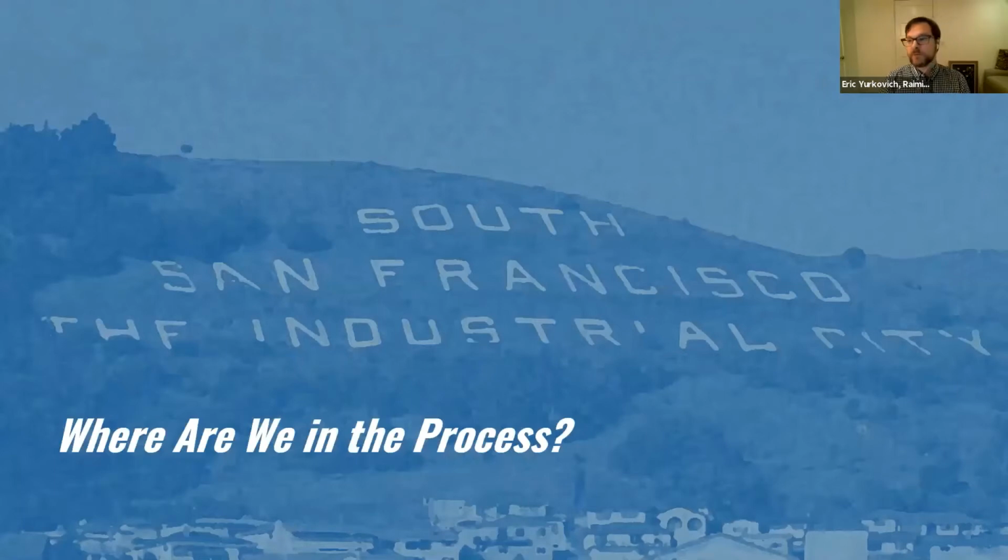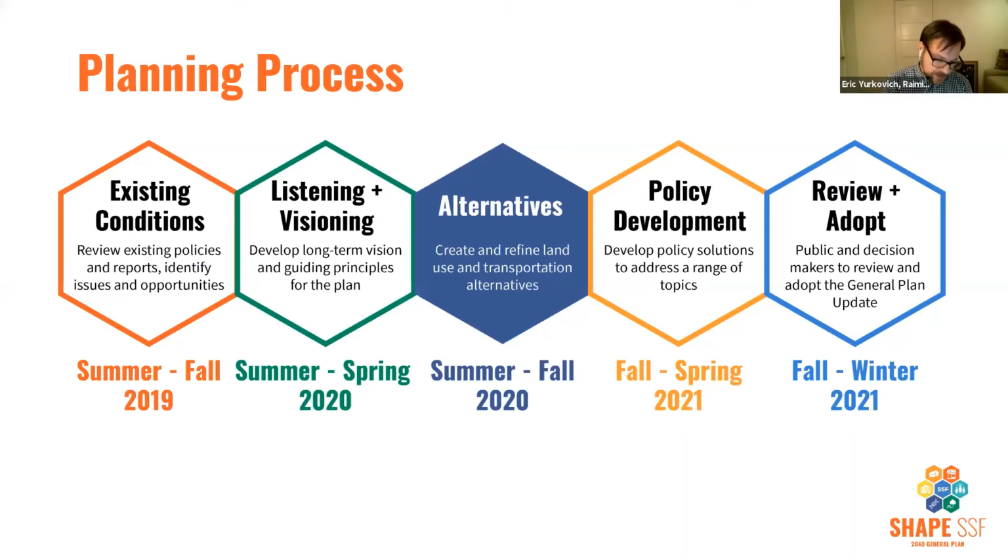So tonight we're going to begin with where we are in the general plan update process. This diagram illustrates the planning process from the beginning of the project all the way to the end. Tonight we're really focused here in the center. We're really talking about alternatives, and particularly land use alternatives.